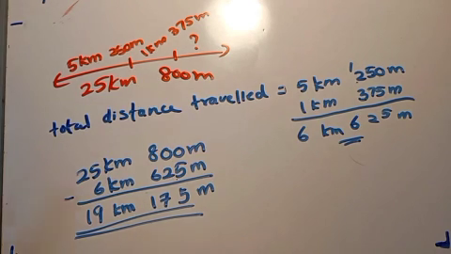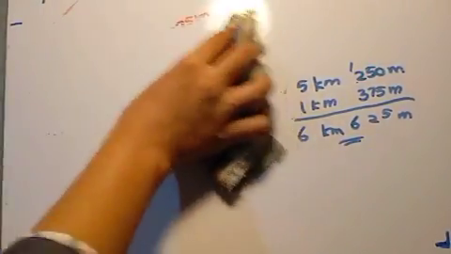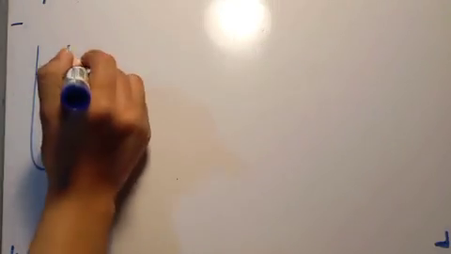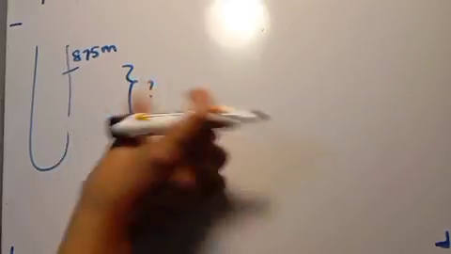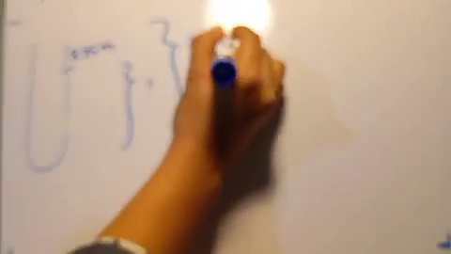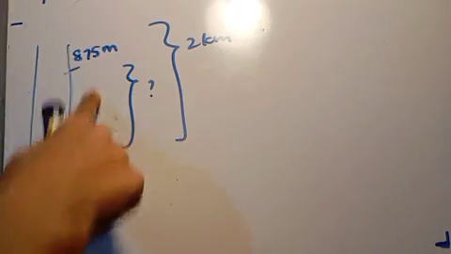Well, question number 3. It says a drain of the length 2 kilometers is to be dug. If 875 meters of it has been already dug, what is the length to be dug? So it is like this, a drain of length 2 kilometers should be dug. Dug means digging. If 875 meters has been dug, what is this remaining length? The whole is 2 kilometers. From this whole 2 kilometers, 875 was dug. So what is this one?